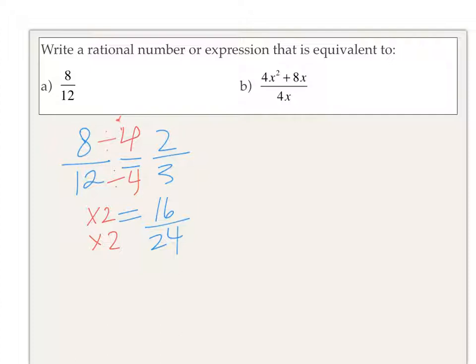Now, if we're doing it with this one, which is longer and harder, obviously, and is something you've never seen before, 4x squared plus 8x over 4x. If I want to find an equivalent expression to it, all I need to make sure that I do is that I do the same thing to each term. Not just the top and the bottom, but to each term. So for instance, something that would work is multiplying everything by 2. So I could multiply 4x squared by 2, 8x by 2, and 4x by 2. I could multiply all 3 of those pieces by 2, and that would give me an equivalent expression.